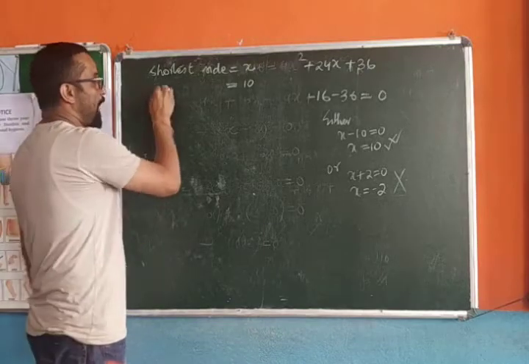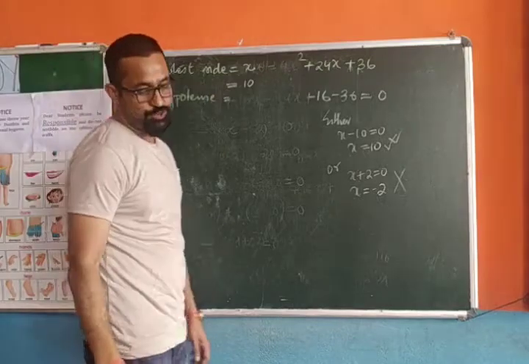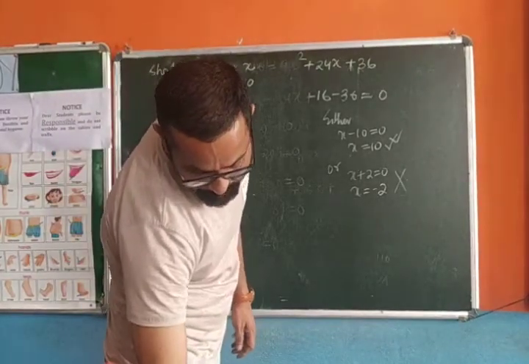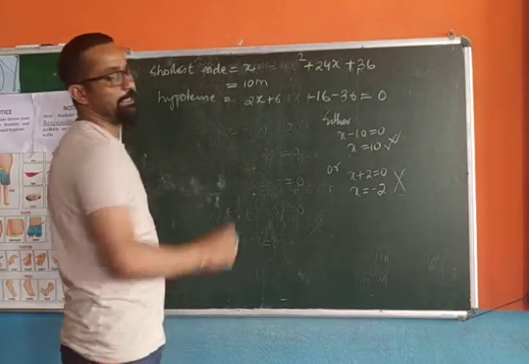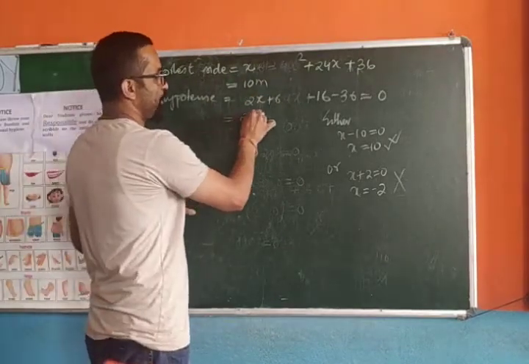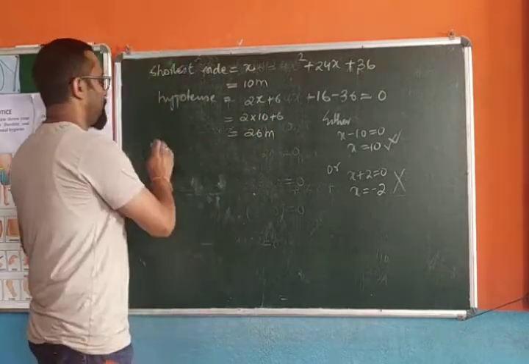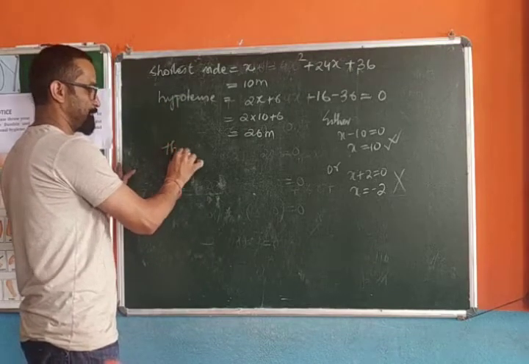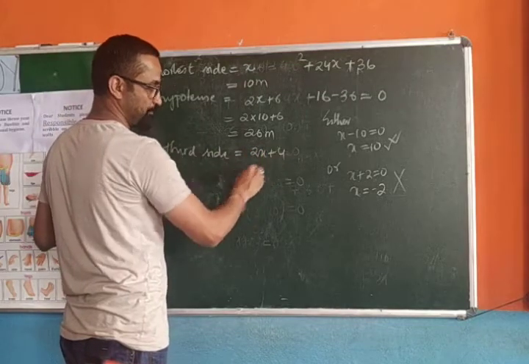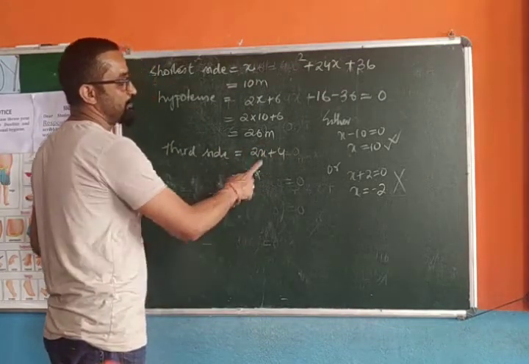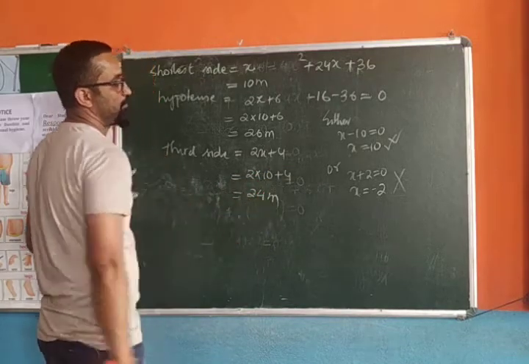Then we have the hypotenuse. Hypotenuse is 6 meters more, 6 plus twice the shortest side. So it is 2 into 10 plus 6, which is equal to 26 meters. Then we get the third side. Third side is 2x plus 4. 2 multiplied by x, which is 10, plus 4, which is equal to 24 meters.